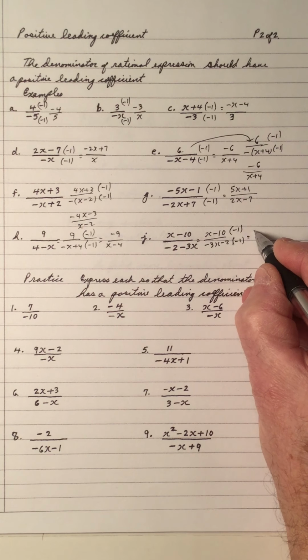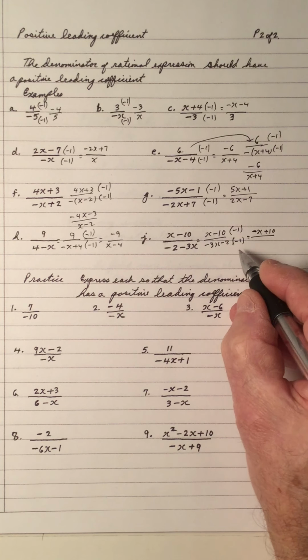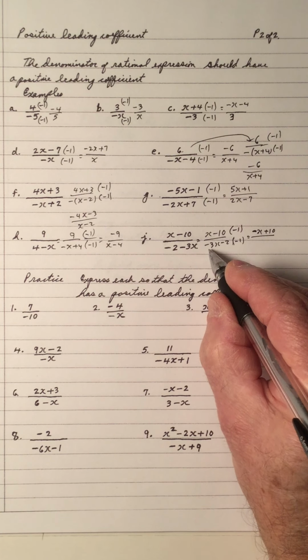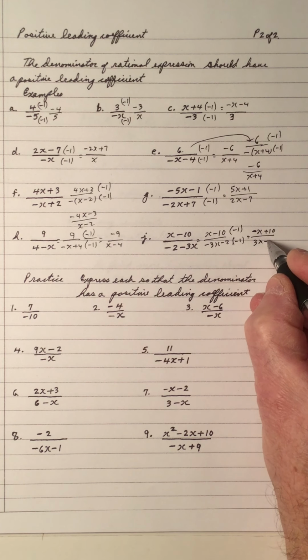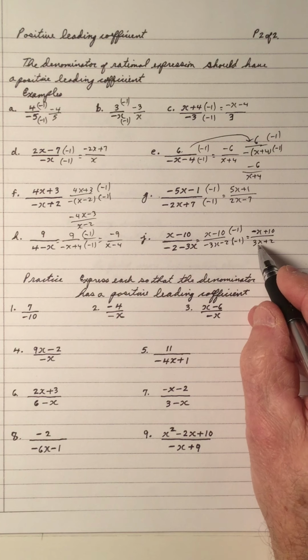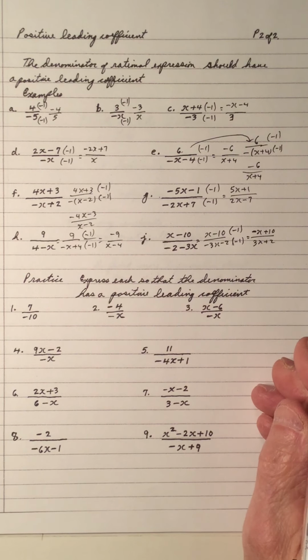-1 times x is -x. -1 times -10 is +10. And -1 times -3x is 3x. -1 times -2 is 2. Notice your denominator is in descending order and has a positive coefficient. Perfect.